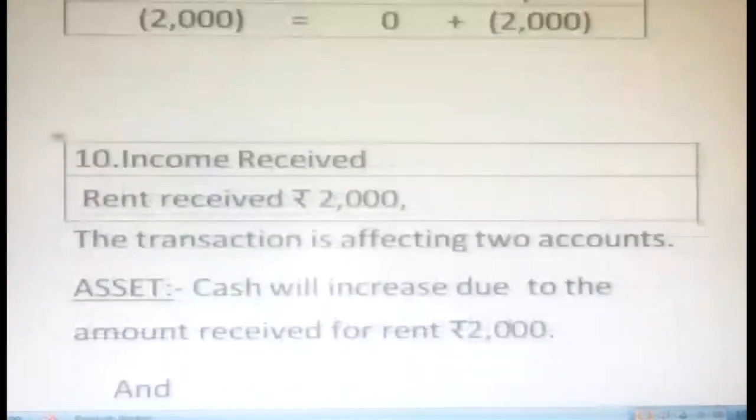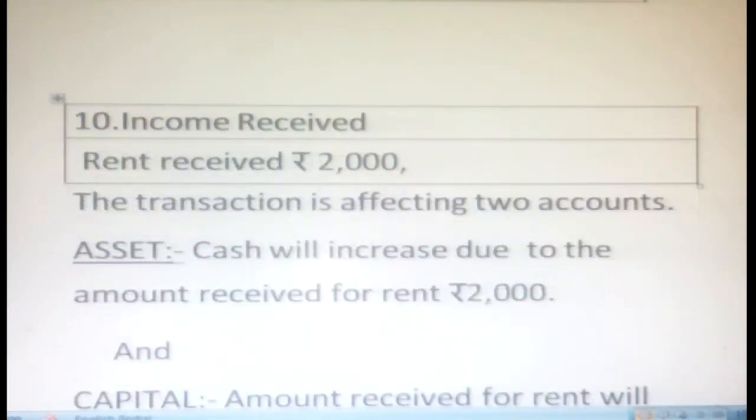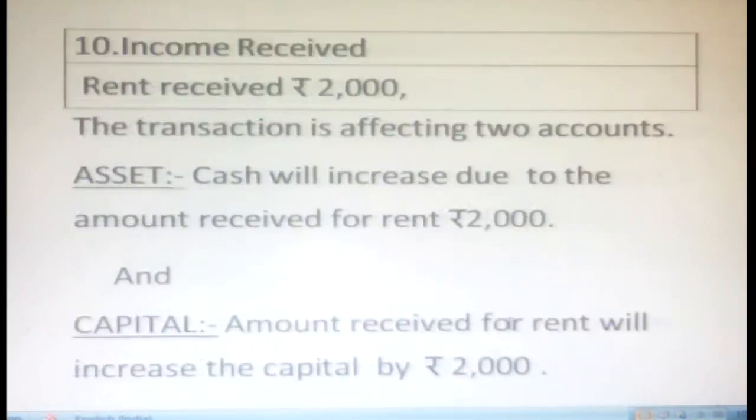Then the opposite. Here the income is received. Rent received 2000. Here we got some income in the form of rent. We let out some houses for rent and we got money. So rent received 2000. Here the transaction affects two accounts. One is asset: the cash will increase due to the amount received for rent, 2000. Then our capital: the amount received for rent will increase the capital by 2000. So cash will increase because we got money, and we show it under asset. Cash will increase 2000; as a capital, as income, the amount received for rent is shown on the capital side.